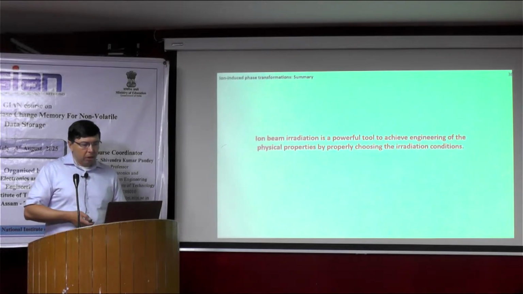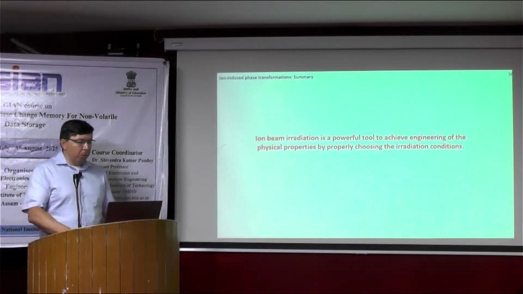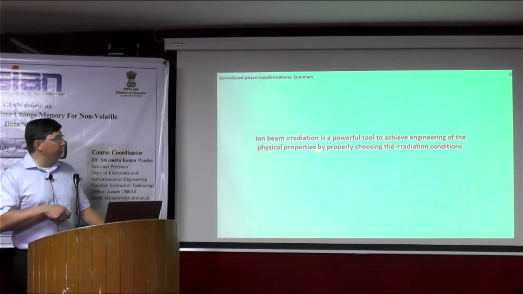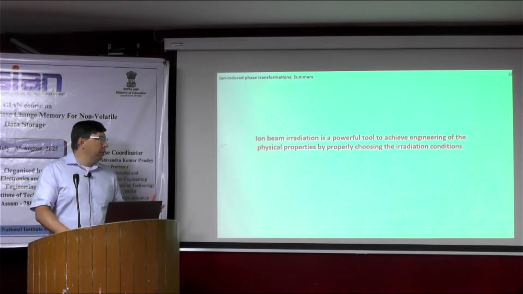So, as a small conclusion on ion beam irradiation: ion beam irradiation is a very powerful tool to achieve engineering of the physical properties if you can properly adjust the irradiation conditions.